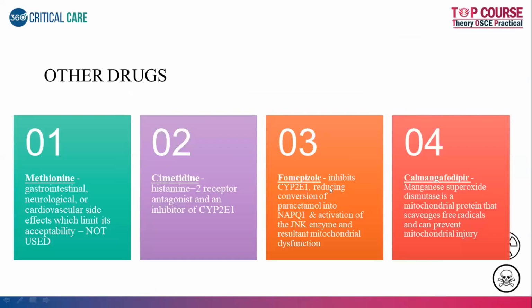Cimetidine and fomepizole, both of these drugs inhibit your enzyme CYP2E1. Hence they saw that they have some role in paracetamol poisoning. And the last drug is your magnesium superoxide dismutase, also known as calmangafodipir. It is a mitochondrial protein which scavenges free radicals and can prevent the mitochondrial injury usually seen with paracetamol poisoning. So these are the other drugs which can be used if there is availability.